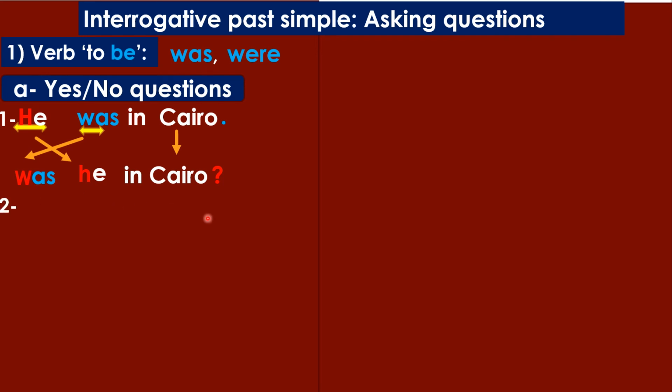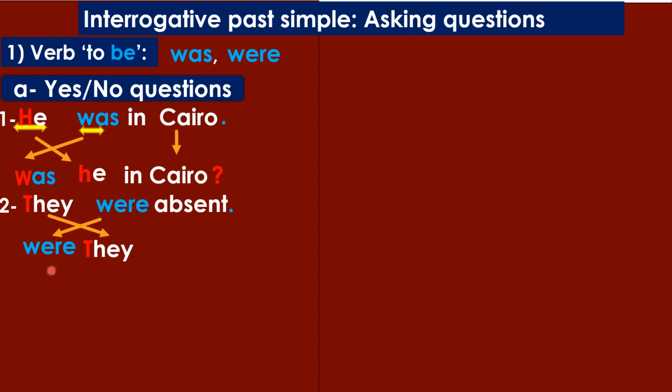Let's have a look at another sentence. Number two. They were absent. Okay. So I'm going to do the same thing, the inversion. So were is going to be at the beginning of the sentence and they is going to be after were. So they were is going to be were they, and absent is just going to come down as it is.